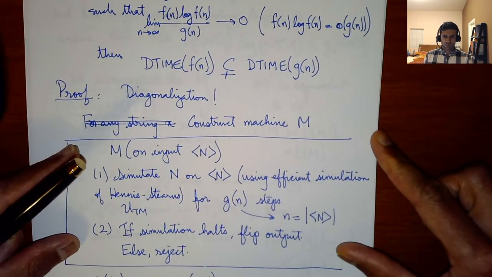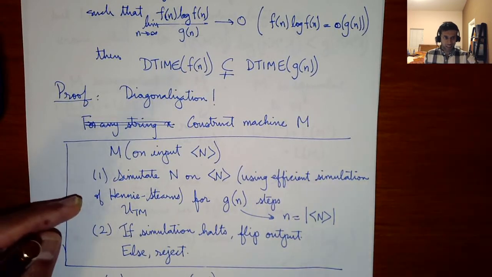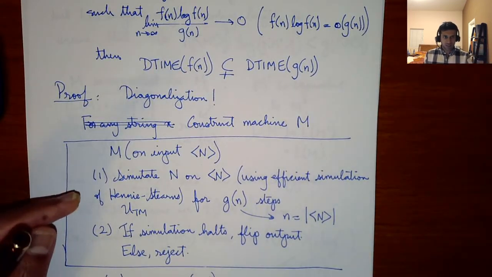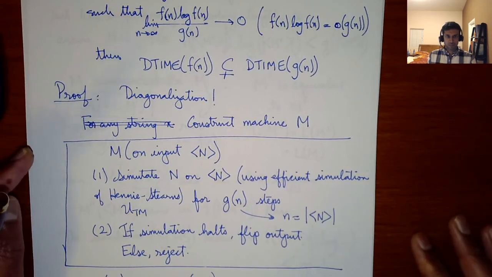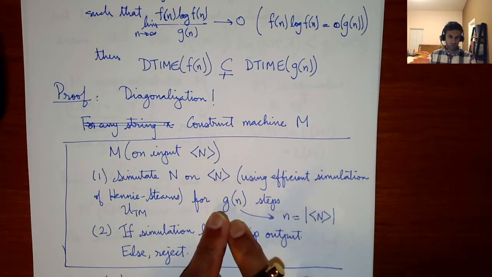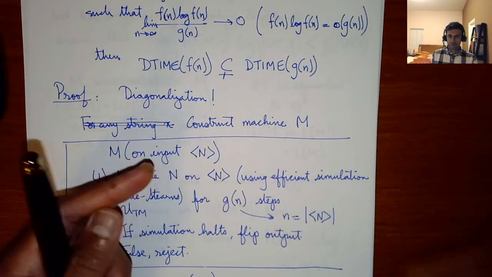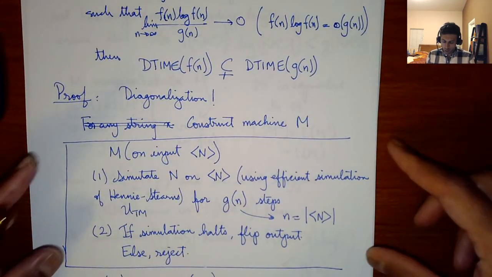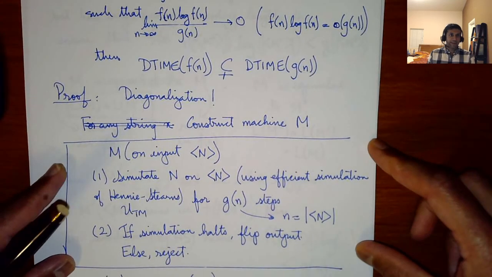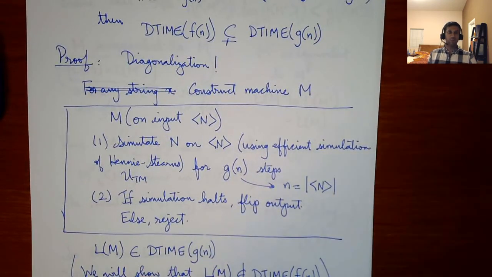So we construct a machine that basically simulates its input on itself for g of n steps. That's what this is doing, right? It simply takes its input and simulates it on itself for g of n steps. So it runs in g of n. Whatever this accepts is definitely a language. That's a language in DTIME g of n by construction.